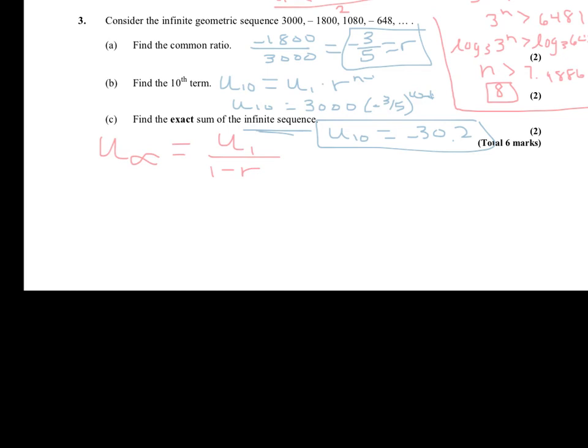We can only find the sum of an infinite sequence if the absolute value of the common ratio is less than 1. The absolute value of negative 3/5 is 3/5, and that is less than 1, so we can find the sum to infinity. The first term is 3,000 over 1 minus negative 3/5, which is 1 plus 3/5. Solving that out gives us the exact sum, which is 187.5, or as a fraction, 375 over 2.